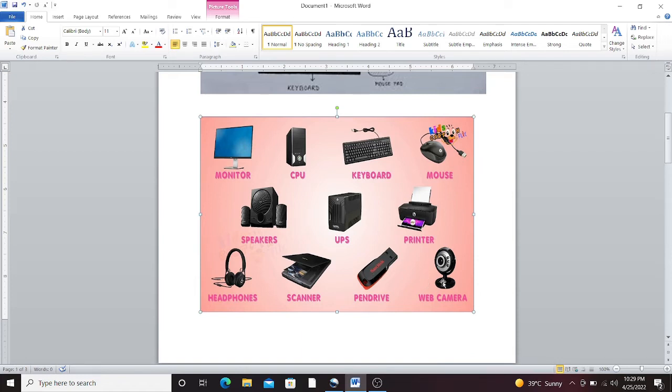Okay, next is the web camera. With a web camera, if you want to chat with someone on your computer system and you want to see their face, you use this web camera, right?